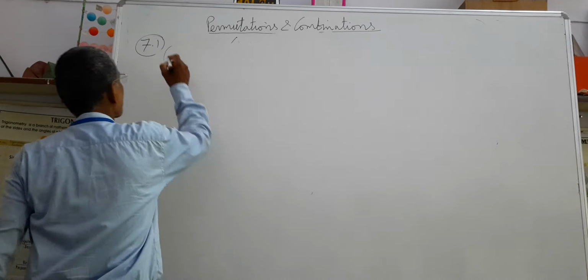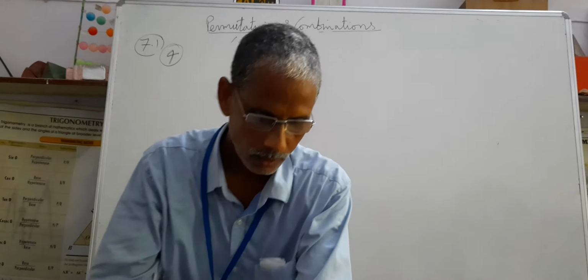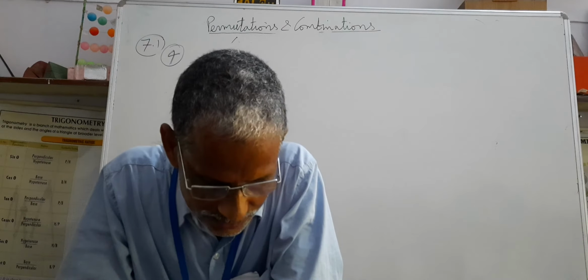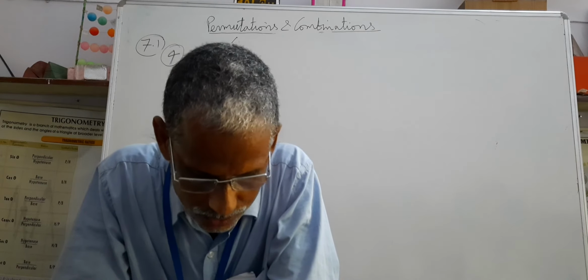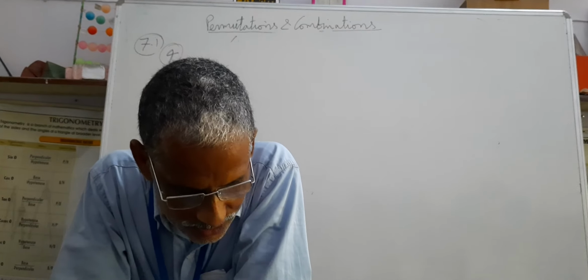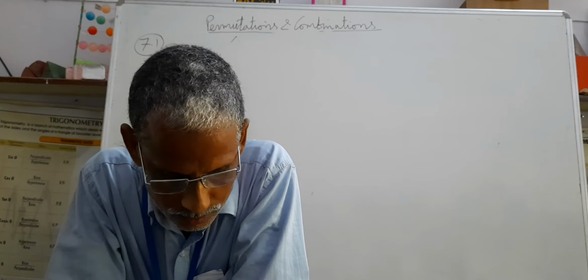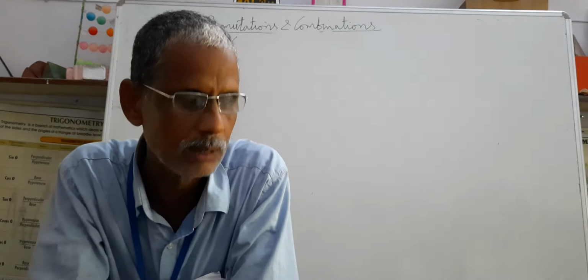Now see question number 4. Question number 3 is your homework. How many 5-digit telephone numbers can be constructed using the digits 0 to 9 if each number starts with 67 and no digit appears more than once? Repetition not allowed.